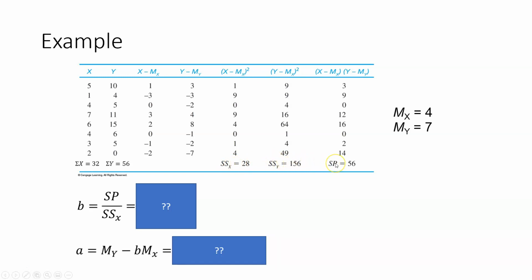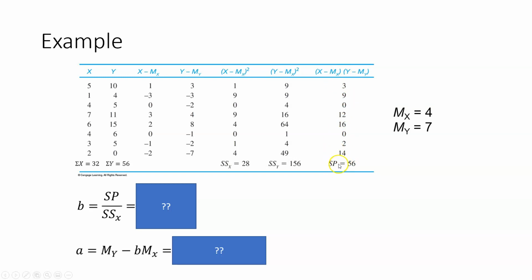But the sum of products, as you remember, is to multiply the deviation scores of x and the deviation scores of y. So here you take these deviation scores and multiply each one by these deviation scores. So 1 times 3 is 3. Negative 3 times negative 3 is 9. 0 times negative 2 is 0. 3 times 4 is 12, etc. If you sum those up, that's the sum of products.